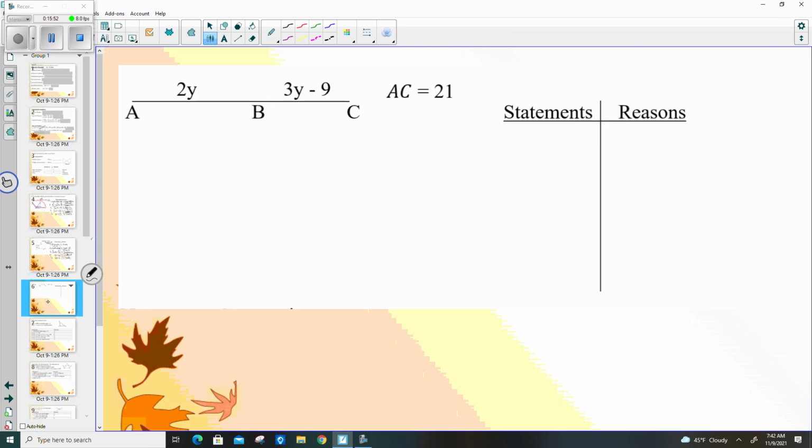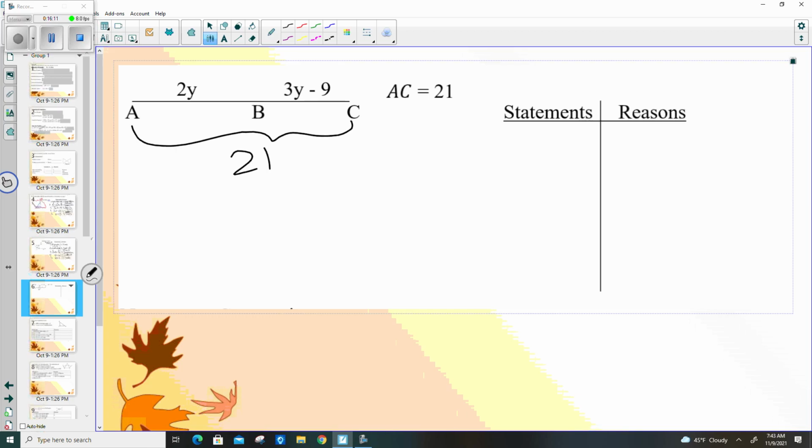What do we know about this segment? It's a segment, because lines go on forever. This one's a segment, so it ends. What else do we know? Yeah. The whole thing is 21.